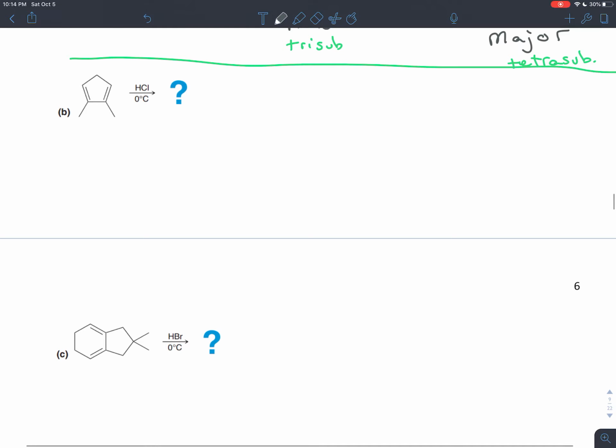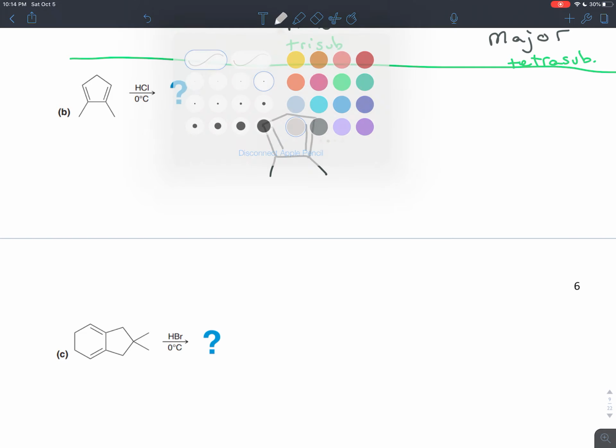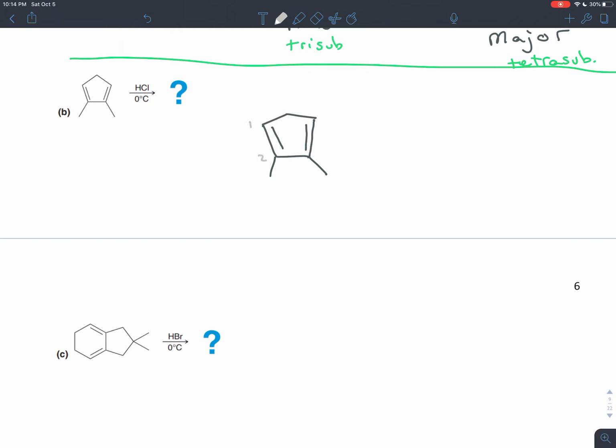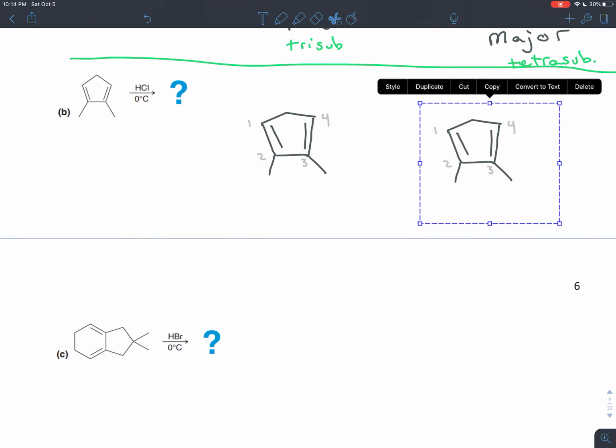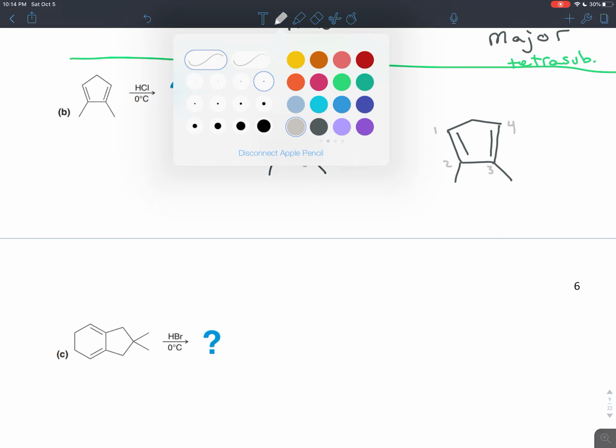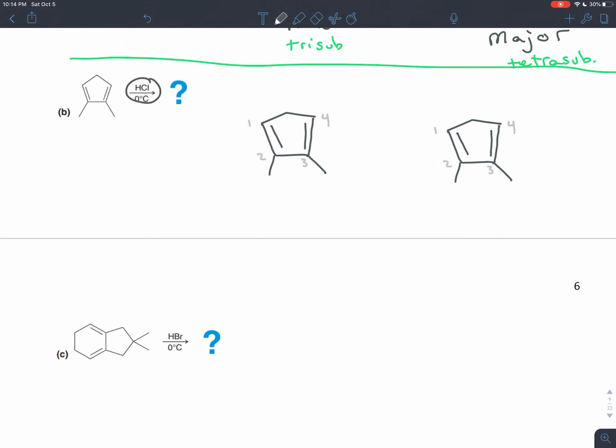So for B, we'll redraw the molecule. We will count, so we'll number these 1 to 4. And now I'm going to copy and paste this. We want 2 copies of this because we're going to get the 1,2 product and the 1,4 product. We're adding H and Cl.